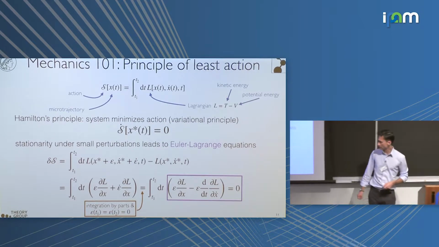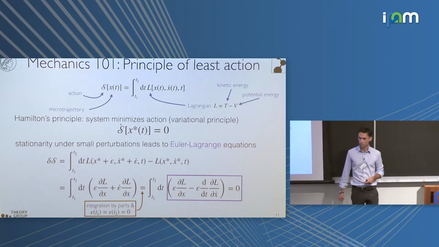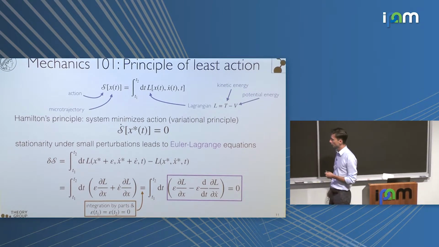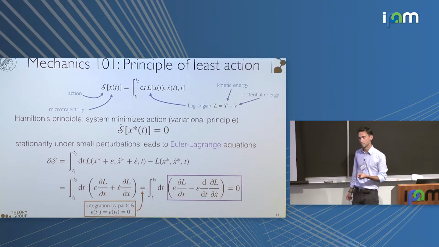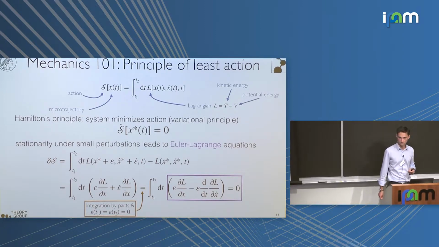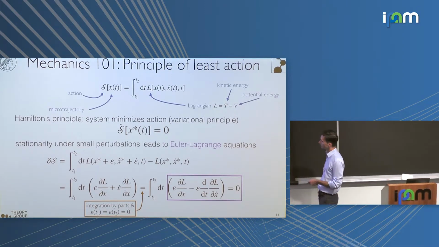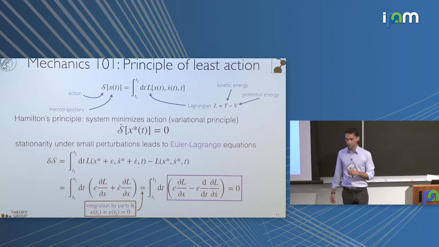And so this equation here, if you factor out epsilon, is the Euler-Lagrange equation. So that gives you a differential equation for the behavior of the system, and that's what leads to F equal ma. Right. So by postulating this principle, you can derive F equal ma.